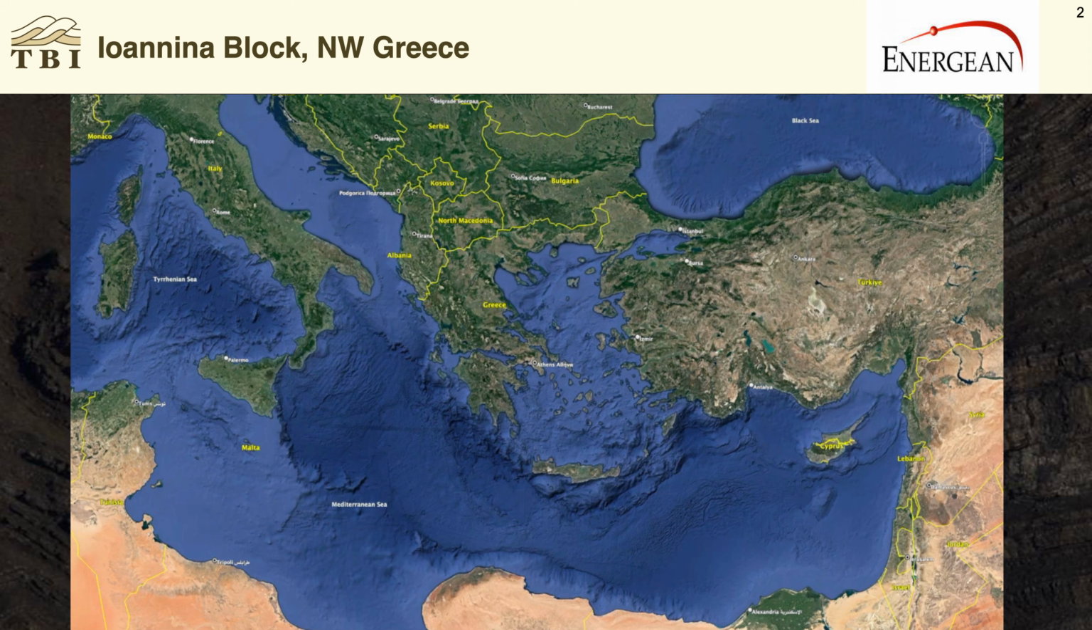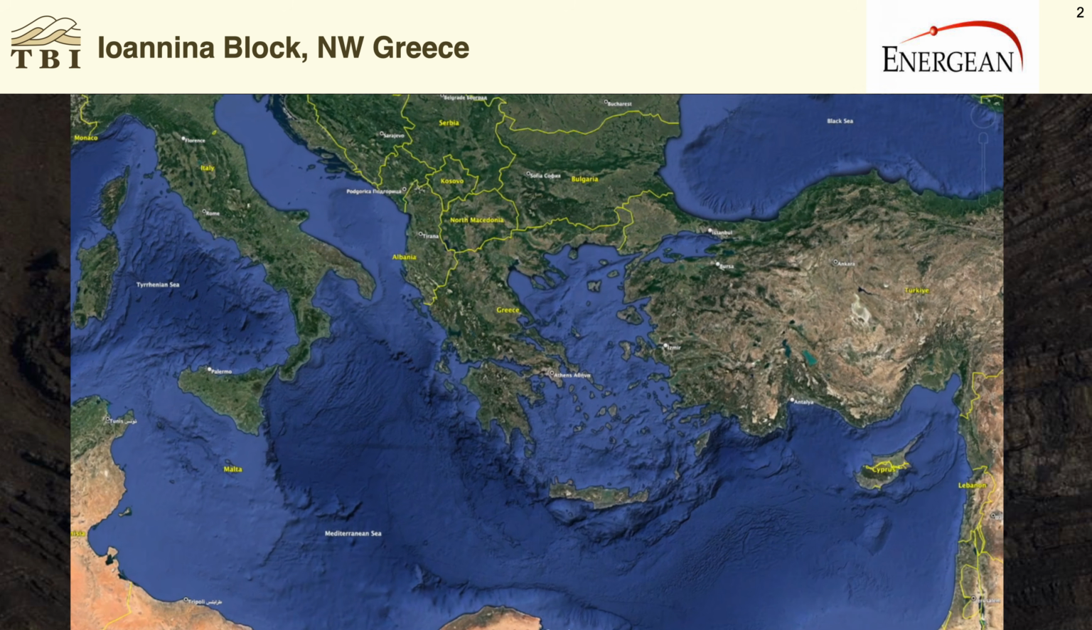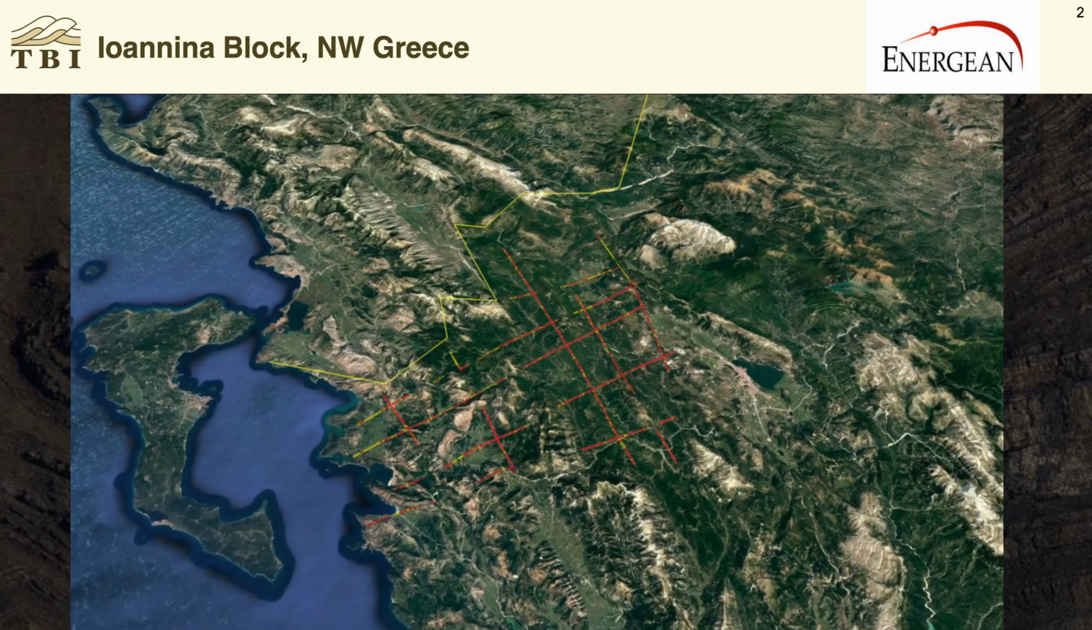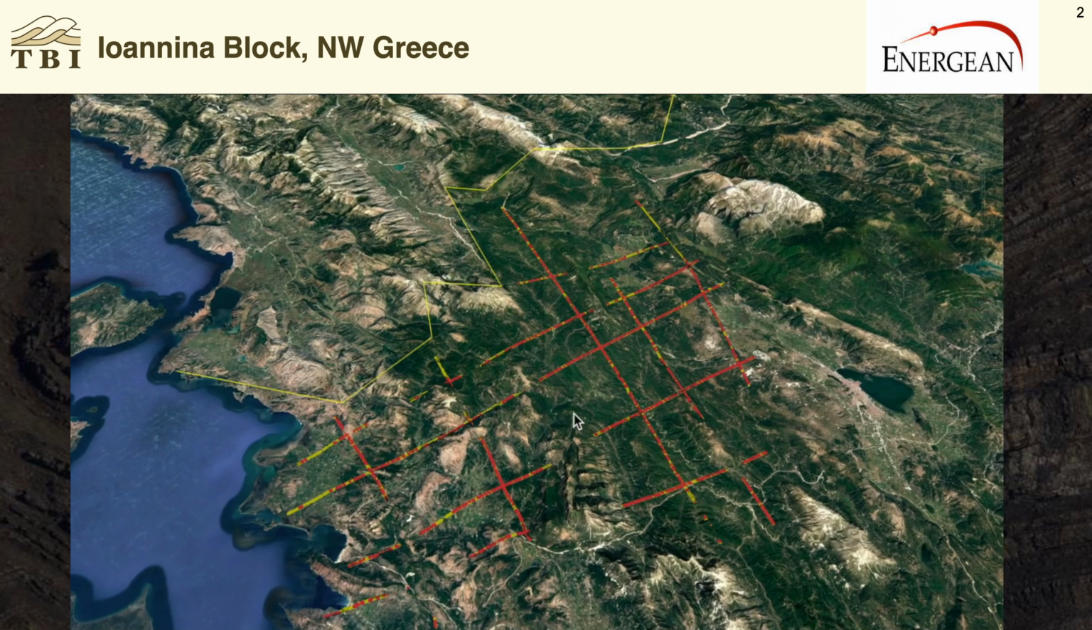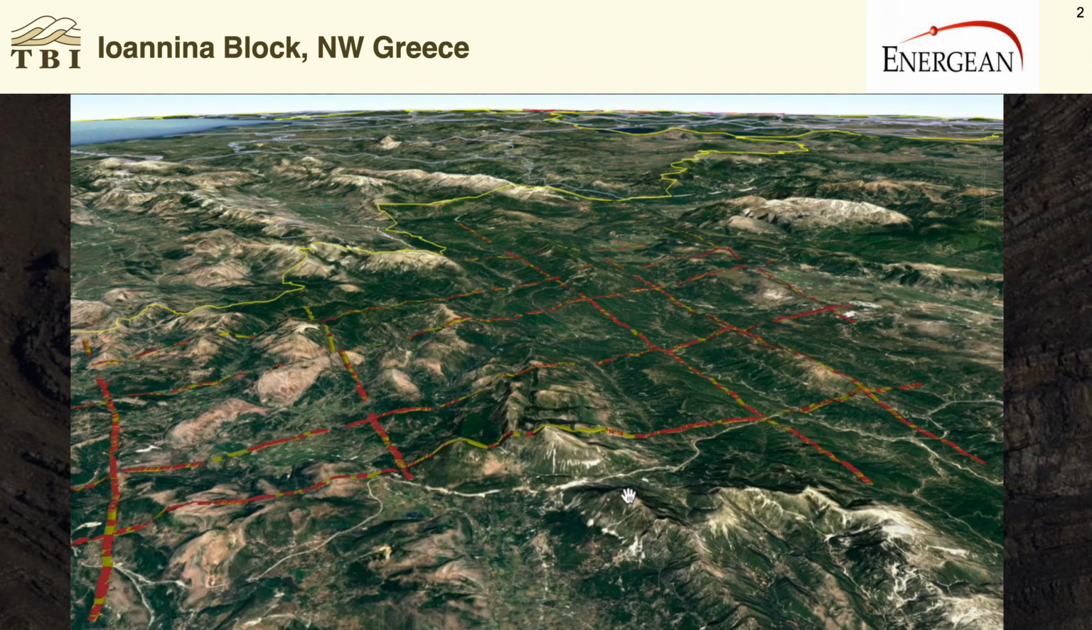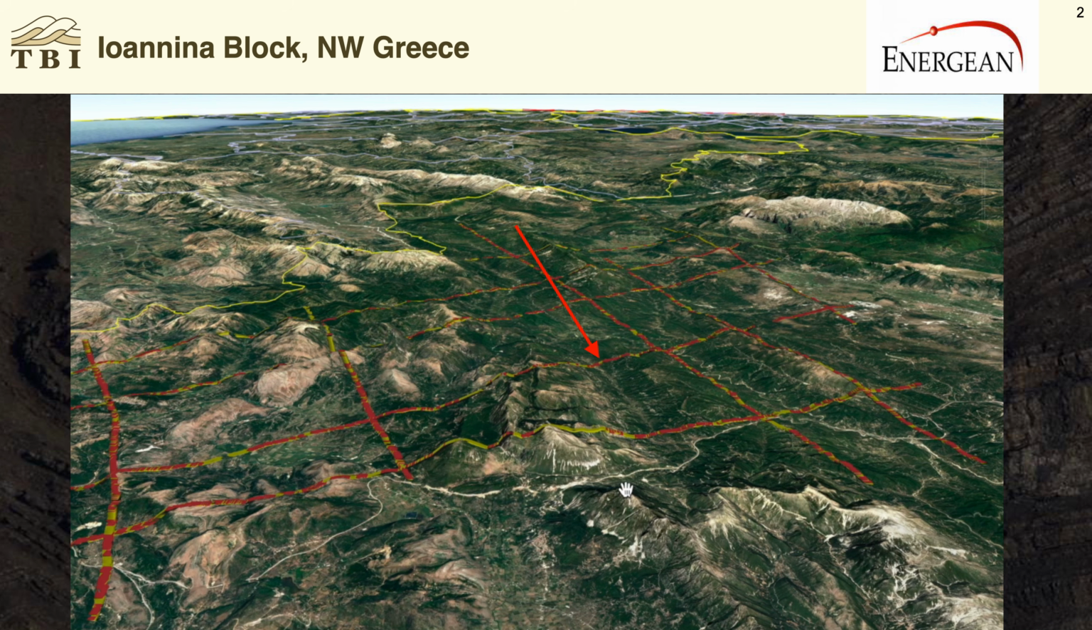The data consists of 10 2D lines acquired in 2019 and is situated in northwest Greece close to the Albania border. Today we will focus on the eastern portion of this 2D line as it contains the Aphrodite prospect, which is a main area of interest.